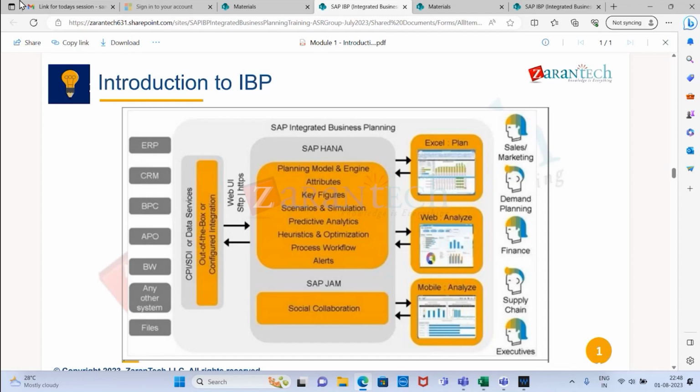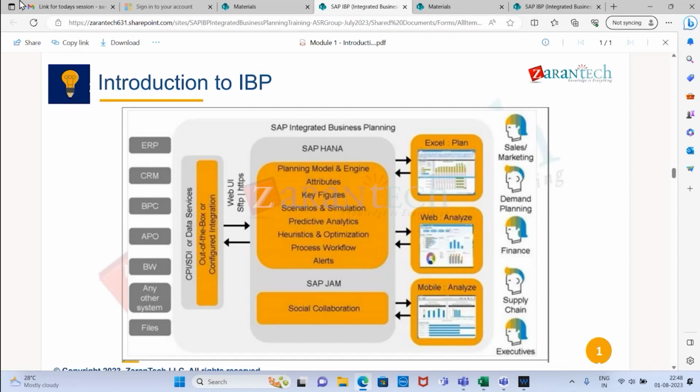So this is basically how IBP communicates or collaborates with the different tools within the organization, and it helps you to plan your process in a better way. At the same time, it also helps the management teams to identify how the organization is progressing.